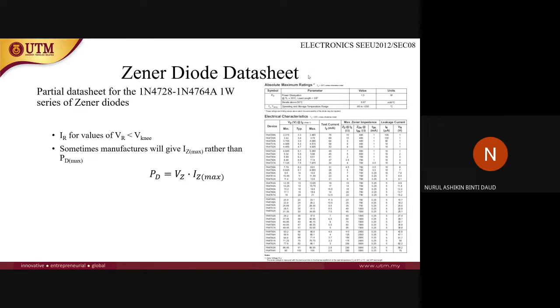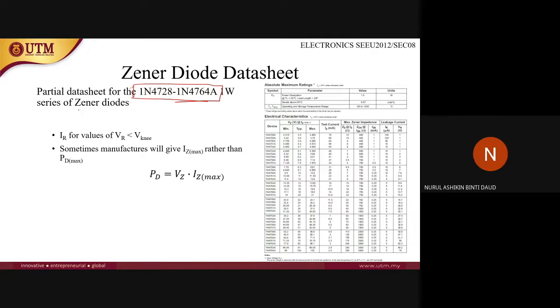So this is the example of Zener diode data sheets. Usually if you buy a Zener diode in any hardware store, it will come together with a data sheet. This is the example of a data sheet for Zener diode. This is the data sheet for 1N4728 to 1N4764A, which is a series of Zener diodes for 1 watt.